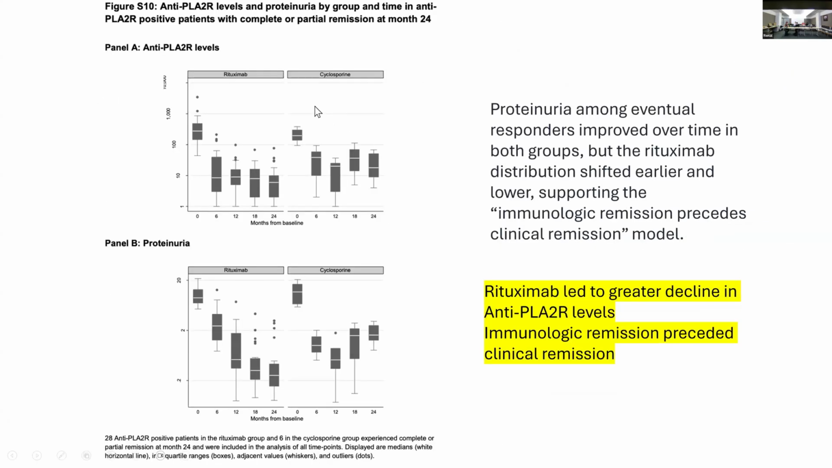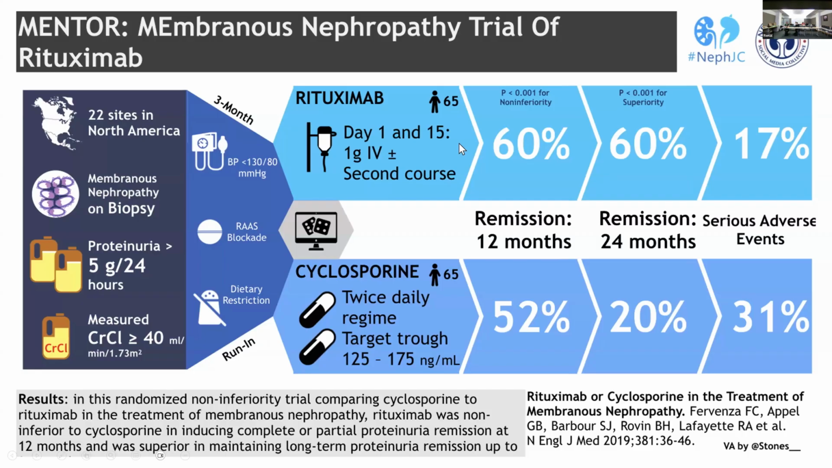But then when you look at initially, the PLA2R and the proteinuria levels, you'll see that the drop in the PLA2R is faster than the proteinuria. So a lot of times we might not see the proteinuria decrease right away as much as with a CNI, but then overall, long term, you'll see that proteinuria improve a lot. So I think that was one of the big theories, that the immunologic remission will be seen before the clinical response. And then this is a nice little summary of everything.